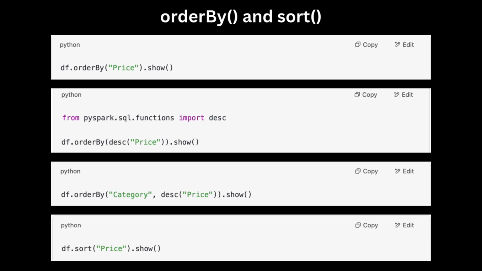Now you might wonder, what's the difference between orderBy and sort? Well, they're practically the same. sort is just an alias for orderBy in PySpark. You can use them interchangeably. But if you're chaining with other transformations, orderBy is usually preferred for readability. Sorting is especially useful for reports, leaderboards, or just exploring your data effectively.